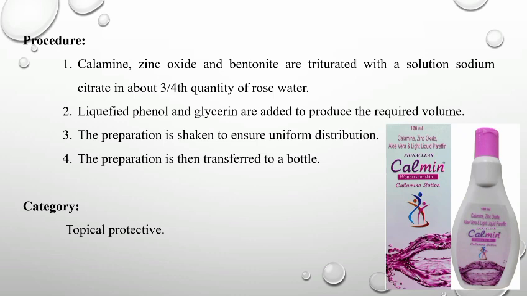In the preparation of calamine lotion, first we have to take calamine, zinc oxide, and bentonite and triturate it in a mortar and pestle. And we have to take the sodium citrate and mix it with three-fourths quantity of rose water and add the solution to the triturated calamine, zinc oxide, and bentonite.